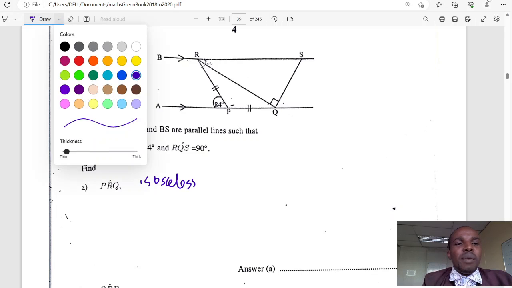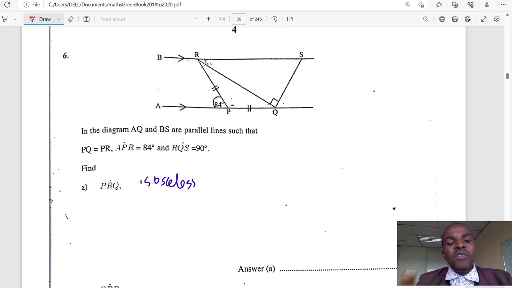Isosceles, what do you understand about that one? Base angles of an isosceles triangle are the same, they are equal. Right? So this angle and this angle are the same, which means angle PRQ is equal to angle PQR. They are base angles of an isosceles triangle.